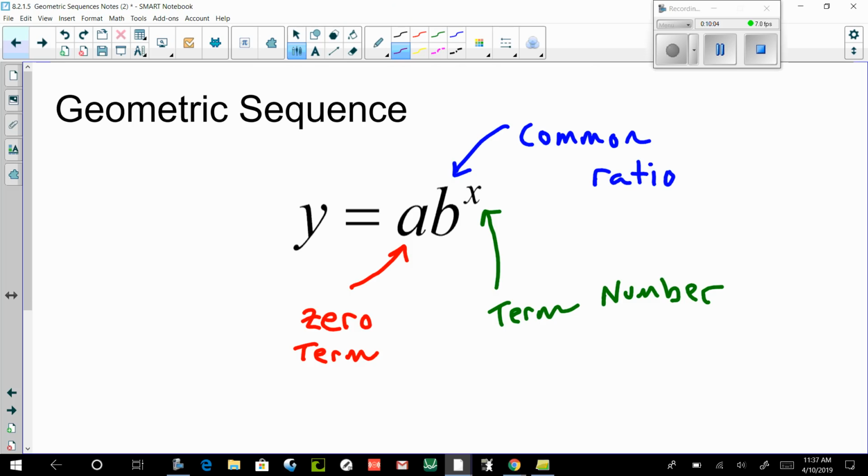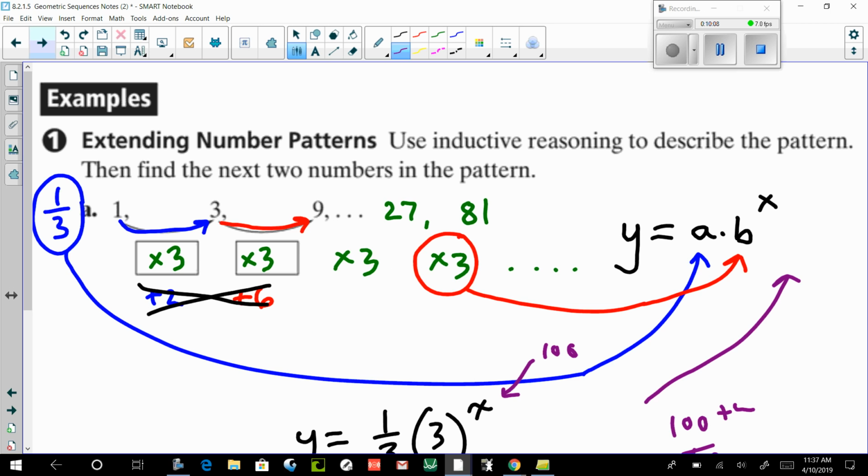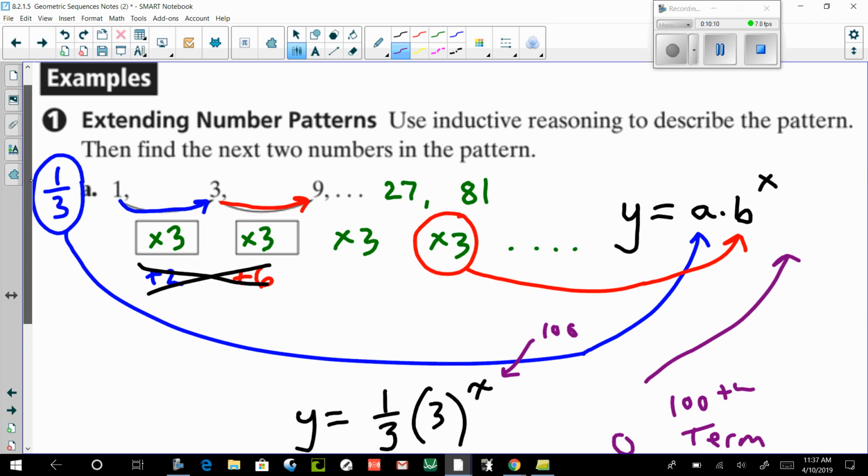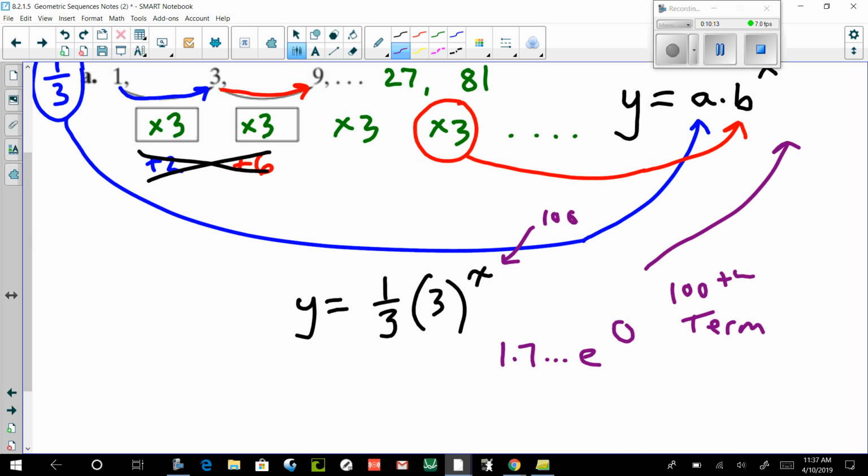I just want to go back and make sure I've got this right. I do. B is your common ratio, and A is your zero term. So again, here's an example of this sequence. Finding the 100th term is probably a poor example because it's going to be such a large exponential value. So don't worry about that part of it.